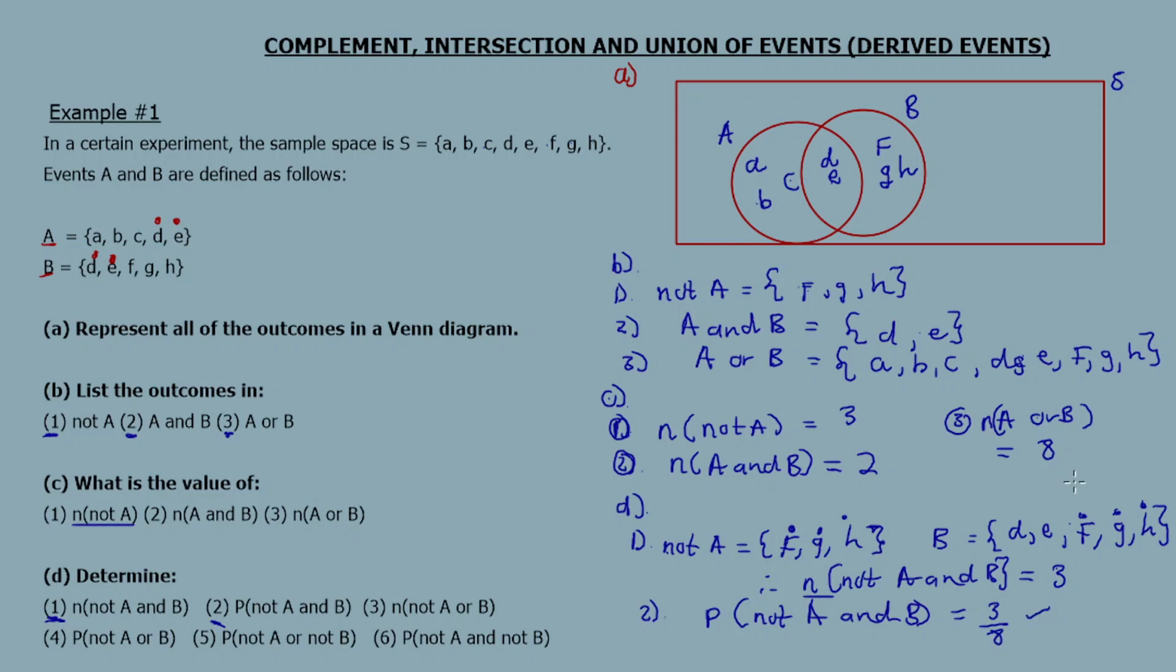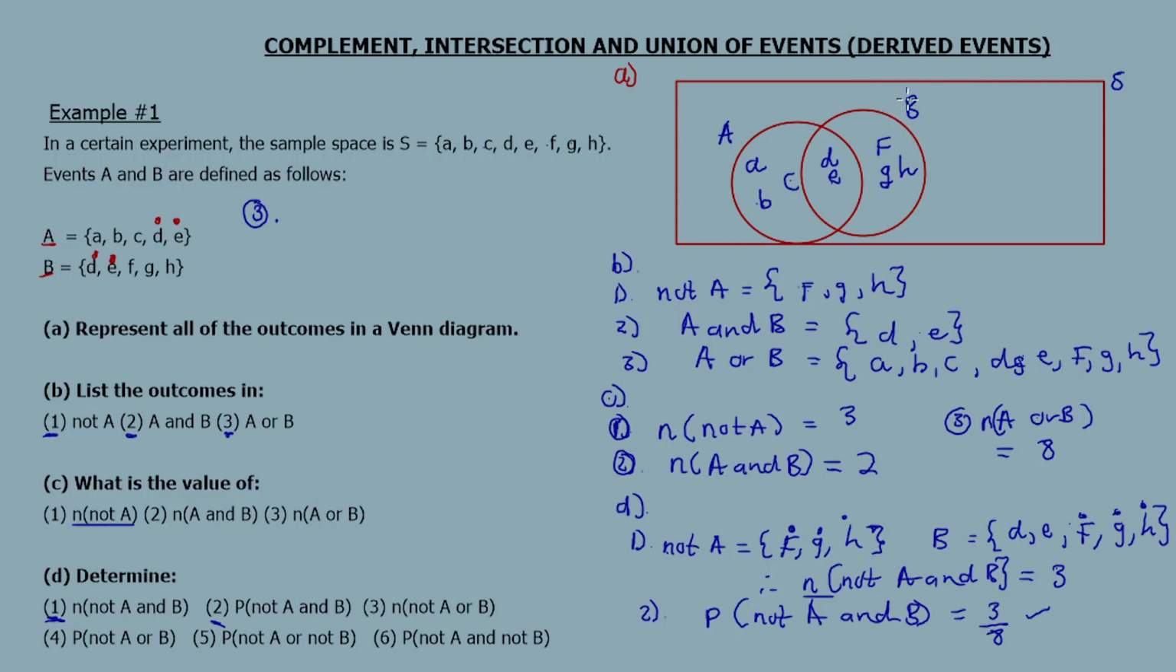So let me erase so that it is open to more of my questions. I think I squeeze everything in. Number 3. So not A, we want the number of not A or B. Not A or B, O stands for what? Union. Not A, now A. Not A is everything else outside of A. And then we combine it with B, right? So it's everything outside of A plus B.